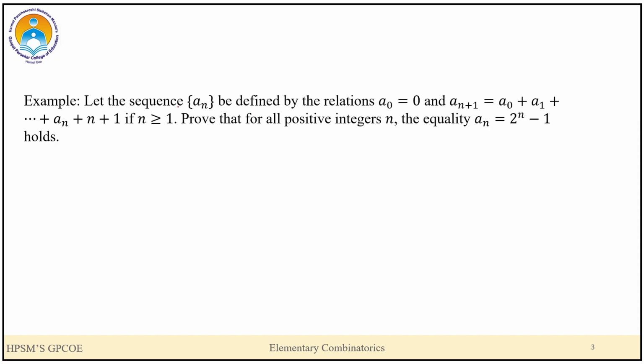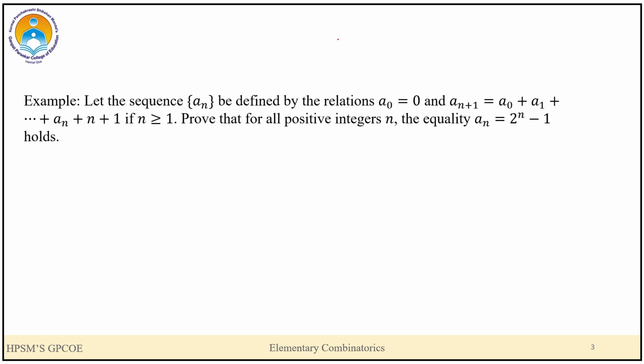First example, let the sequence an be defined by the relations a0 equal to 0, that is the first term is 0, and an plus 1 is expressed in this form, a0 plus a1 up to an plus n plus 1 if n is greater than or equal to 1. Prove that for all positive integers n, the equality an is equal to 2 raised to n minus 1.